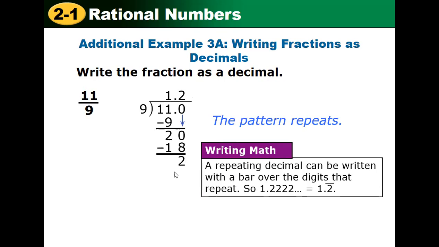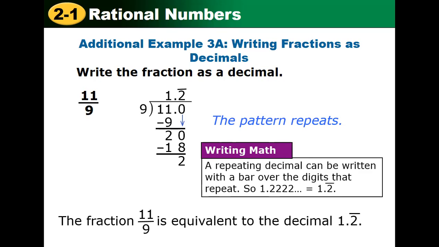Okay, then what pattern will repeat? A repeating decimal can be written with a bar over the digits that repeat. So 1.2222, we are going to write it as 1.2 and we will put a bar above the 2. This fraction is a repeating decimal because this digit after the decimal point will repeat many times. So the fraction 11 over 9 is equivalent to the decimal 1.2 repeating.